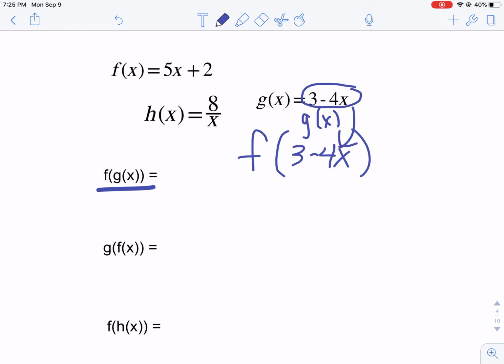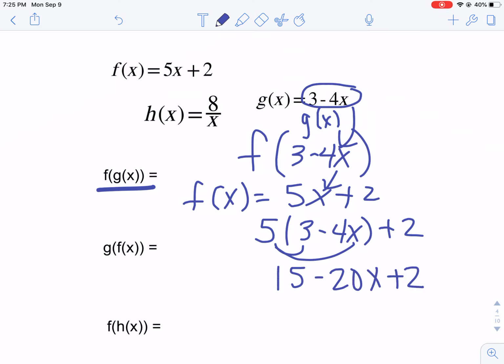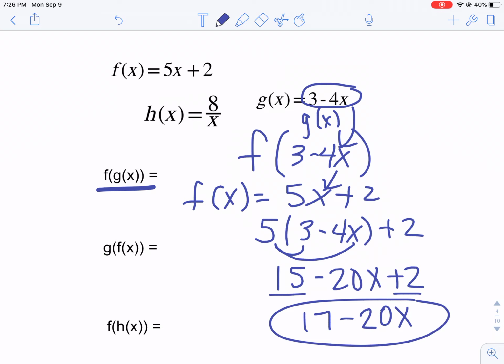So that tells me I want to do the f function, but instead of x, I'm going to plug in 3 minus 4x. The f function is 5x plus 2, and instead of x, we're going to put 3 minus 4x. So 5 times (3 minus 4x) plus 2. Go ahead and distribute. So you get 15 minus 20x plus 2. So 15 plus 2 is 17 minus 20x. And that's your answer.